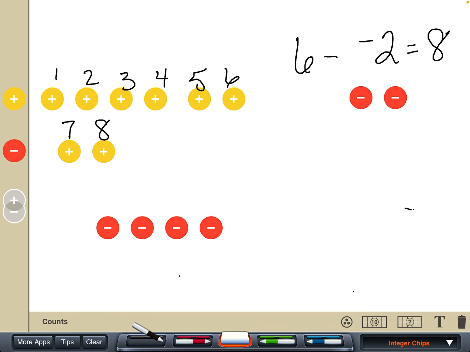And I want to take away 3 positives. So again, we don't have any positives. So what do we add to get some positives, but still keep 4 negatives? Yeah, we're going to add 3 zeros.